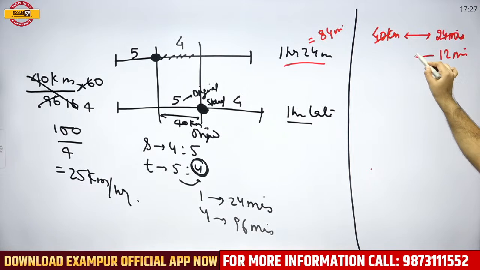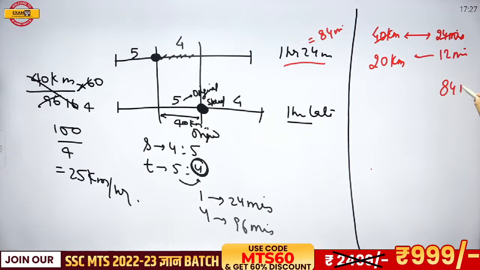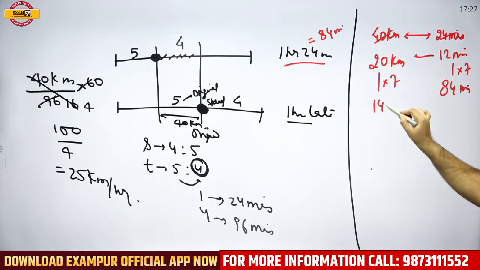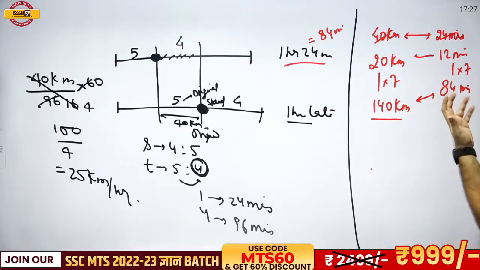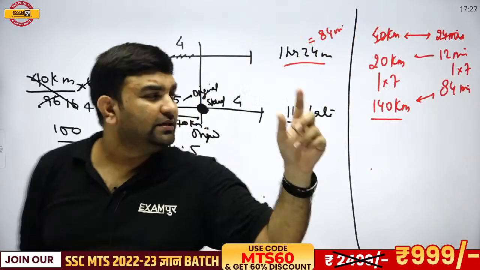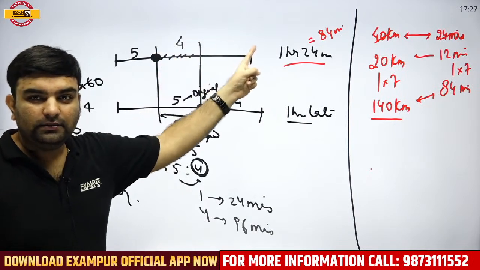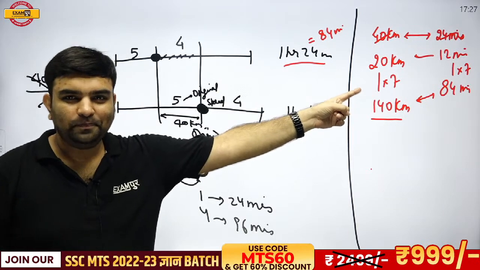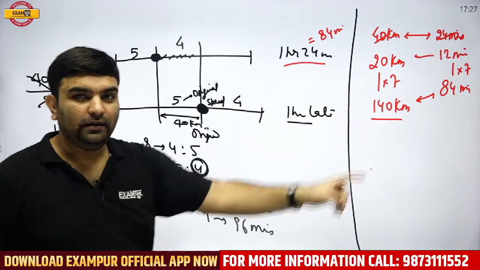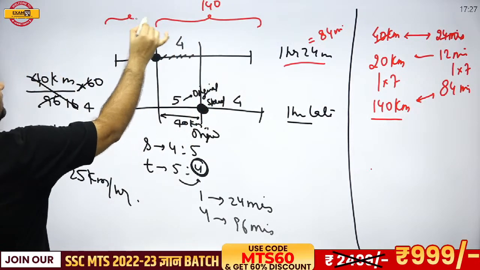So 12 minutes can be covered in 20 kilometers. So 84 minutes can be covered by multiplying by 7, 140 kilometers. So what does this mean? If the accident had never happened originally, then this distance would be 140 kilometers. 0 minutes late basically. So this distance is 140, and this was already given as 80.